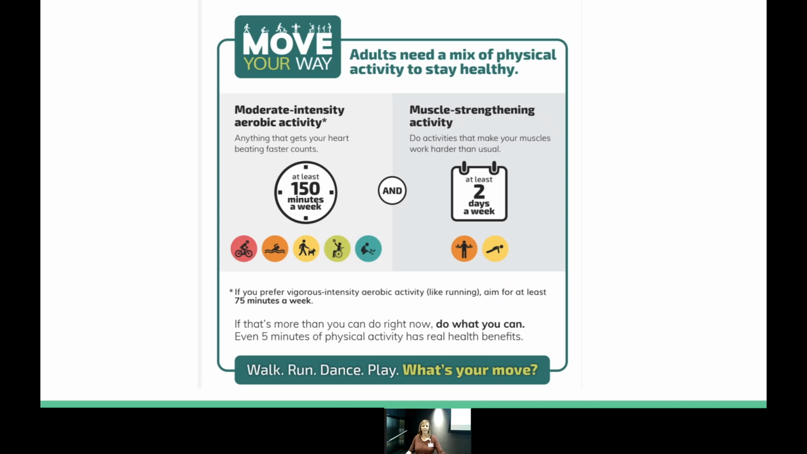Those same physical activity guidelines can be summed up in this chart. The advice in a nutshell is this: you should do 150 minutes of moderate intensity aerobic exercise every week. So that amounts to about 30 minutes of aerobic exercise 5 days a week. And on top of that, you should do some muscle strengthening activities at least 2 times a week.